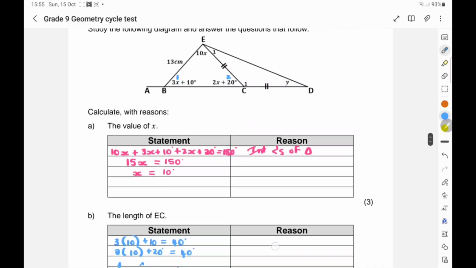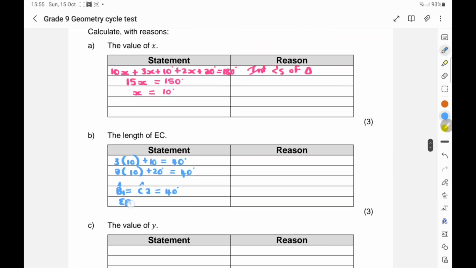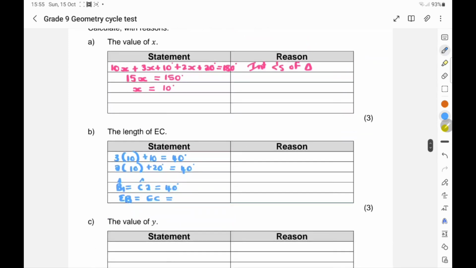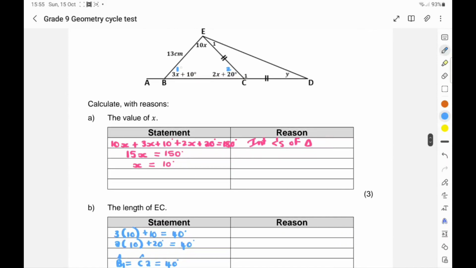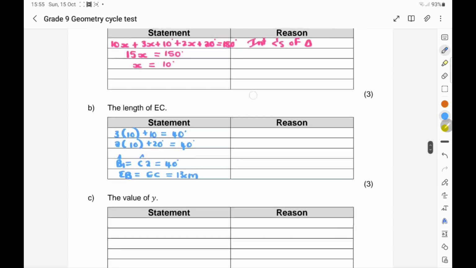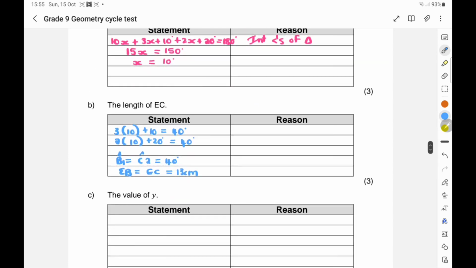So thus EB is equal to EC is equal to 13 centimeters. So can you see it is an isosceles triangle? And this is the only one where you can't use it's an isosceles triangle. So because we've got the two angles that's the same, means that the two sides over there is also the same. So the correct reason is angles opposite equal sides, but then you can also use opposite sides.